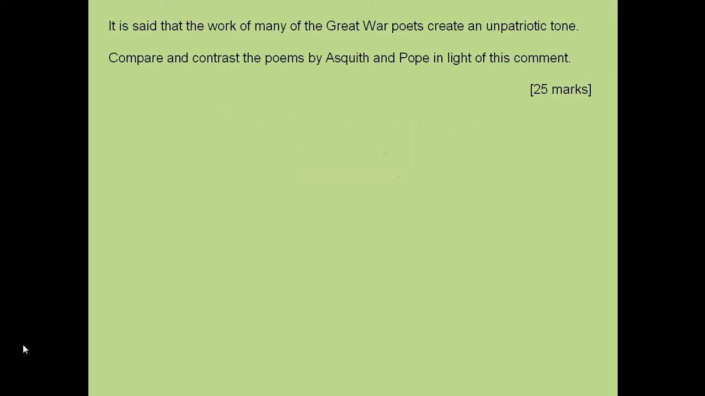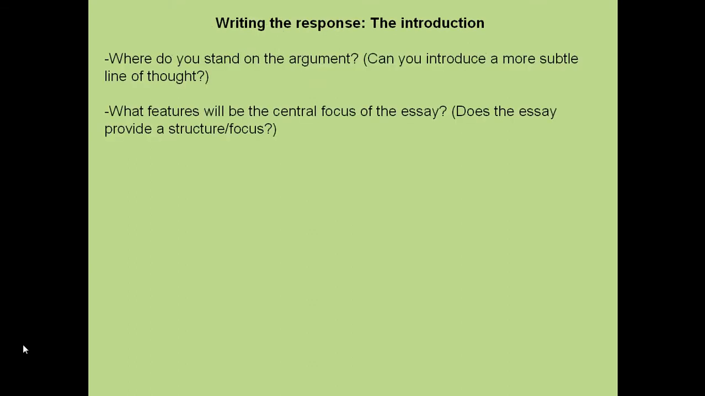So here's a question. It is said that many of the great war poets create an unpatriotic tone. Compare and contrast the poems by Asquith and Pope in light of this comment. So this is an example, not necessarily taken from your exam specifications and your key texts, but the method you will be using is exactly the same. So how do we write our response?